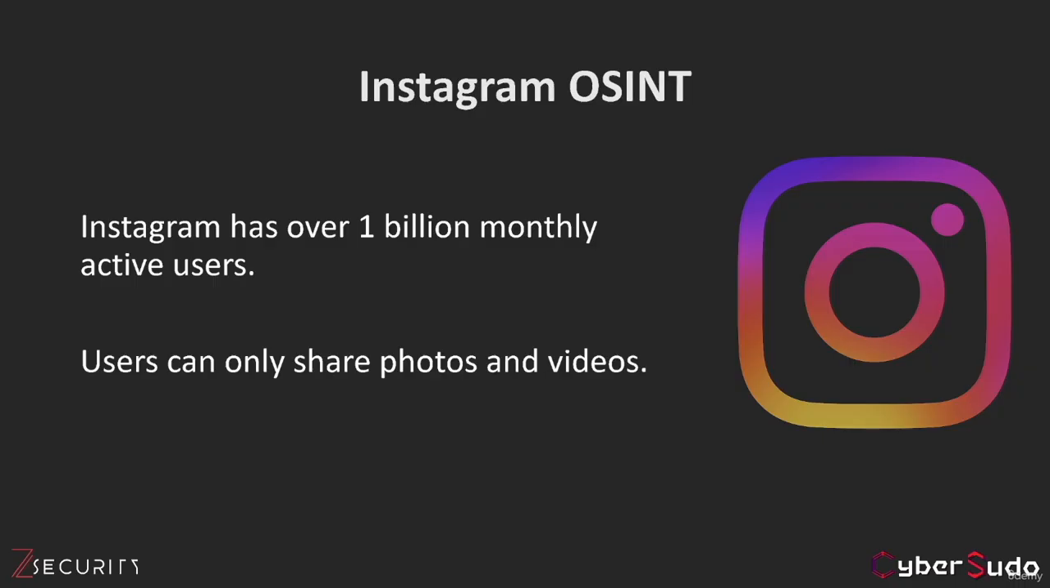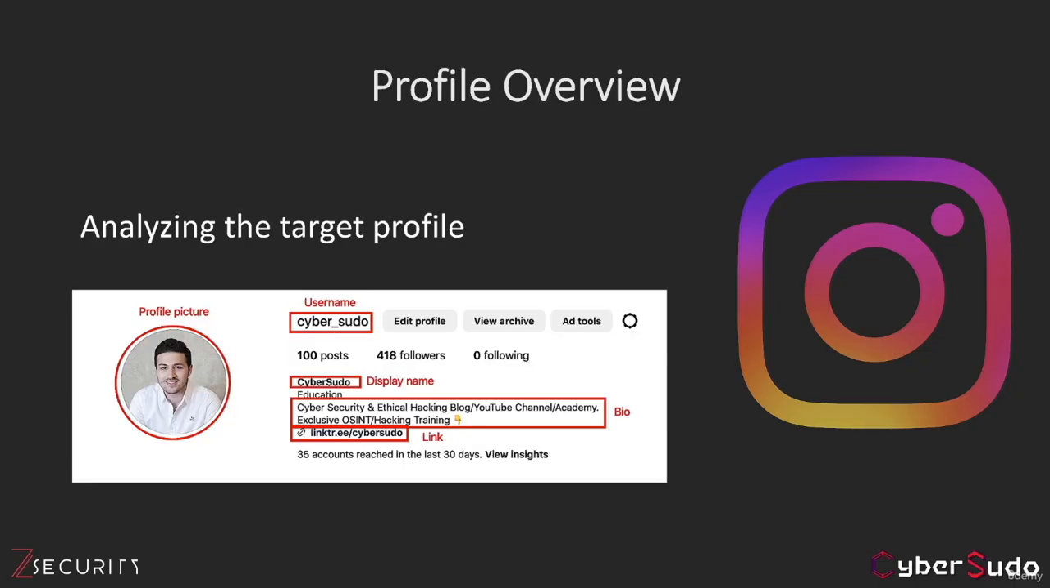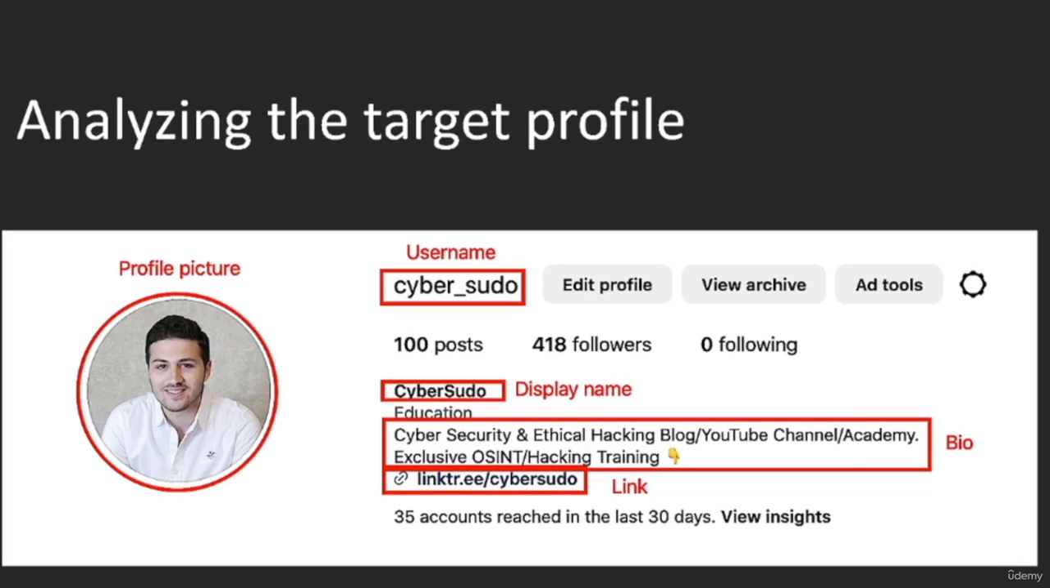from an Instagram account. Now, Instagram also has a huge user base. It has over 1 billion monthly active users, and there are many people who have an Instagram account. And as we know, people use Instagram to post photos and videos, but they cannot post any text posts. So the first thing we are going to do is to analyze the target profile.